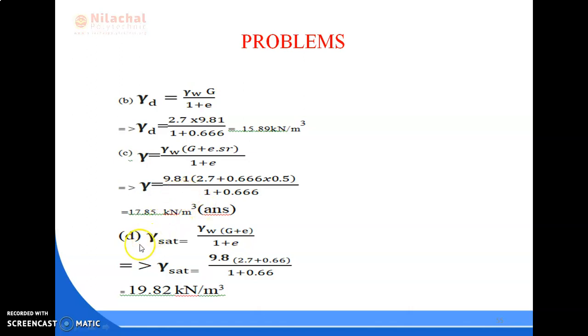And the last one, part D. Here we have to find out the gamma sat equal to, the relation is gamma w into G plus e by 1 plus e. So we put all the values here. Gamma w equal 9.81 within bracket 2.7 plus 0.666 divided by 1 plus 0.666. So try to always take 3 digits after decimal. And the answer is 19.82 kilonewton per meter cube. So the question is completed.